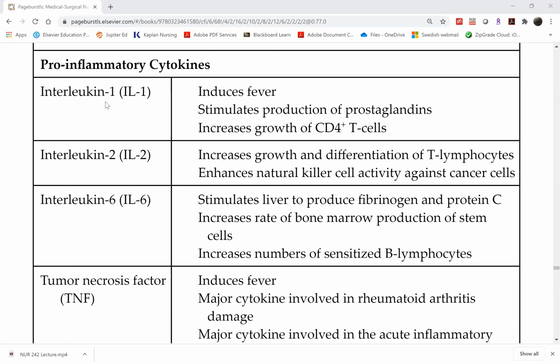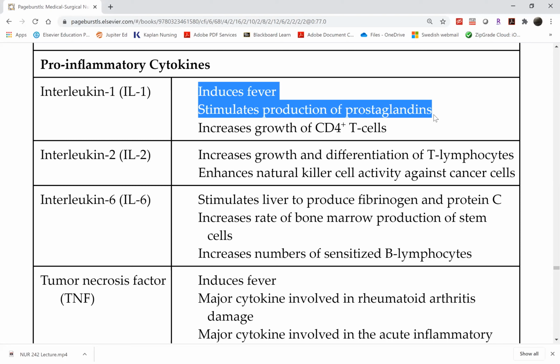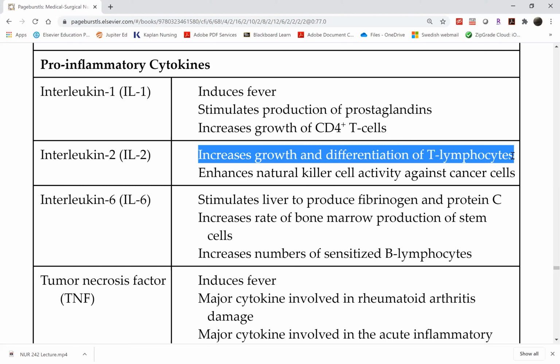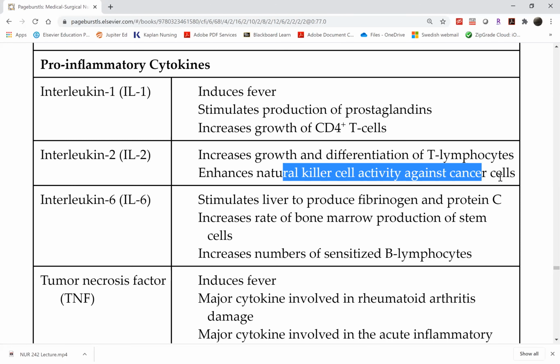All right. So interleukins 1, 2, 6, and TNF are again the major cytokines involved in organ rejection. Look at their roles. Look at interleukin 1, for instance. This induces fever, stimulates prostaglandins. Prostaglandins are vasoconstrictors, and then they increase the growth of CD4 positive T cells. You remember these from HIV? Next is interleukin 2. This increases the growth and differentiation of T lymphocytes, and that's just natural cell activity against cancer.